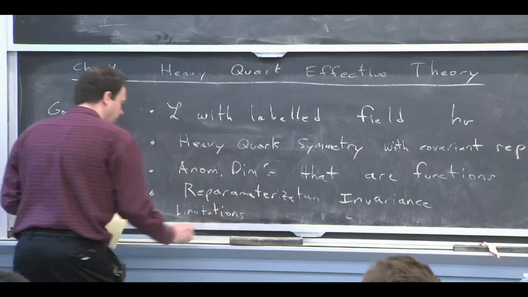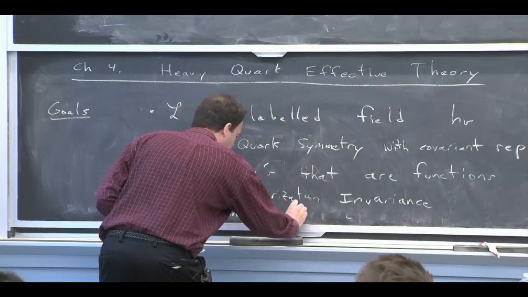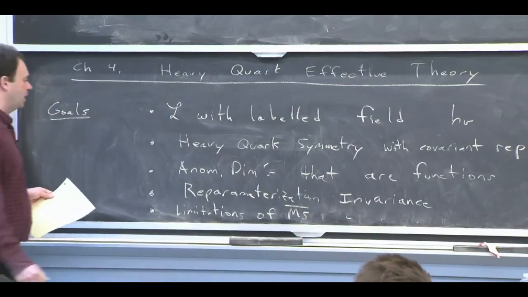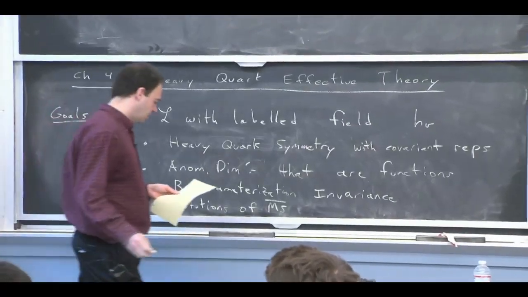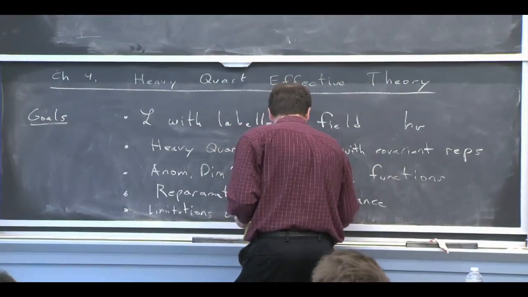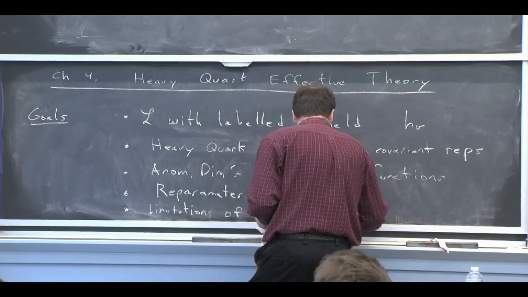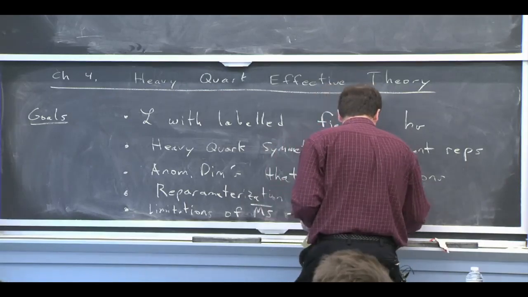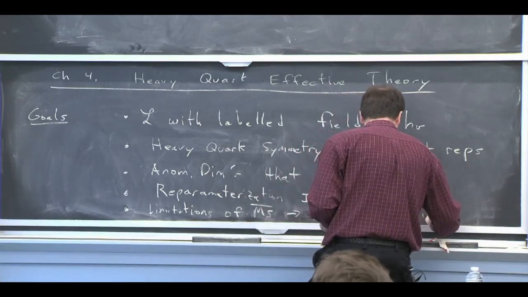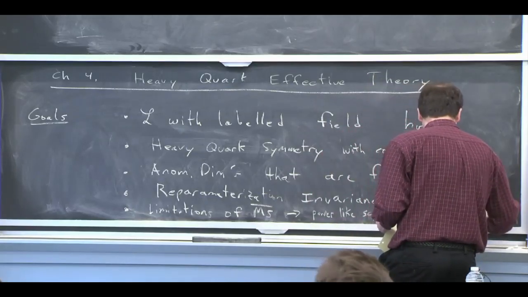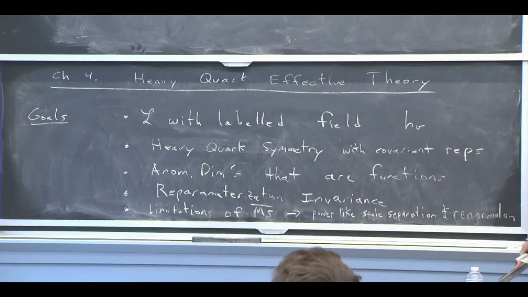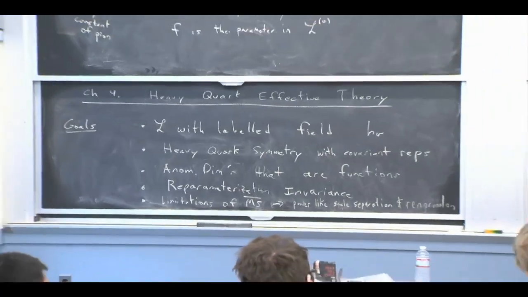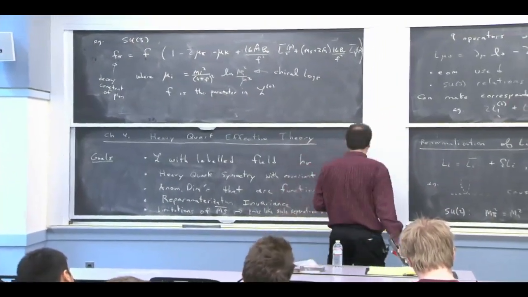And finally, if that list is not long enough, we'll add one more thing, which I hinted at. So I said when we talked about MS-bar that it wasn't a perfect scheme for doing things, that there were some limitations, and we'll come at the end of this chapter to what those limitations are. The limitations come from power-like scale separation, and that's related to something called renormalons. So we'll learn what a renormalon is and why it has something to do with the failure of MS-bar and how one can get around that failure and how one actually needs to get around that failure in some cases. Okay, so that's the list of goals in some ways in order of importance, actually.